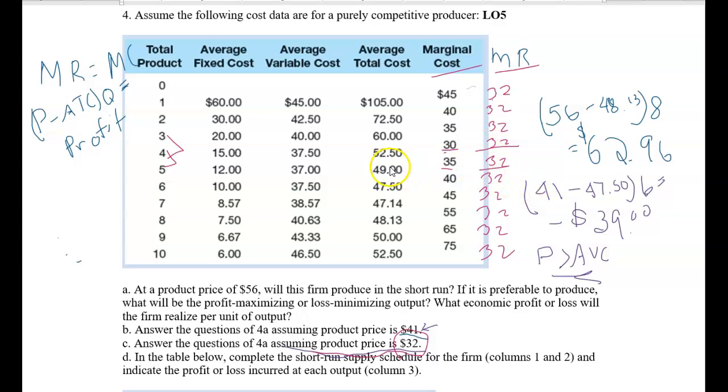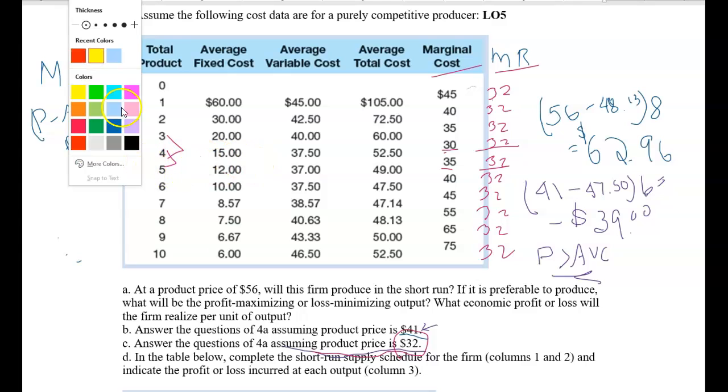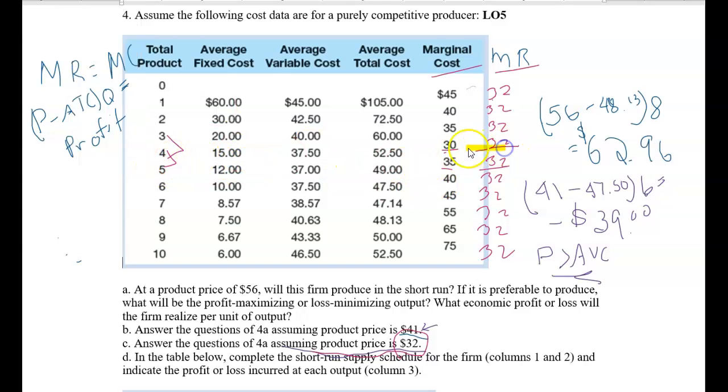Okay, so we should not produce unit number 5. We can stop right here at unit number 2. Sorry, not at unit number 2, at unit number 4. That will be the level of production. Now, what we have to think about is, does this $32 price cover costs?